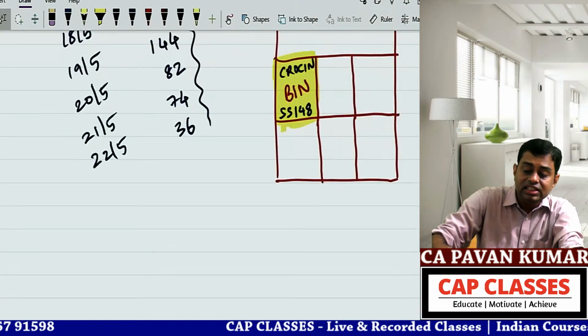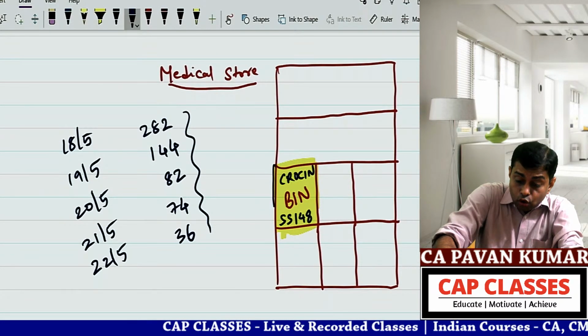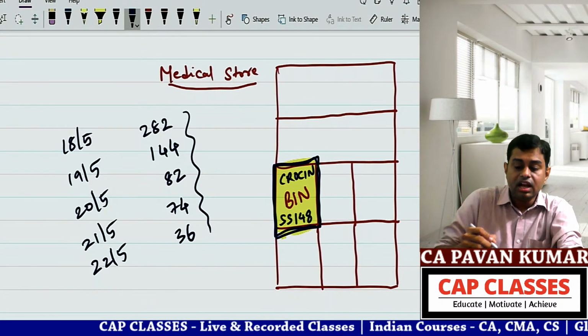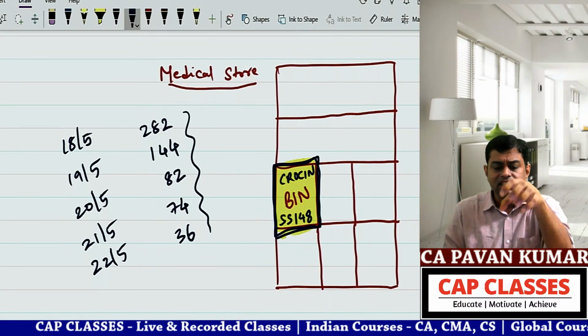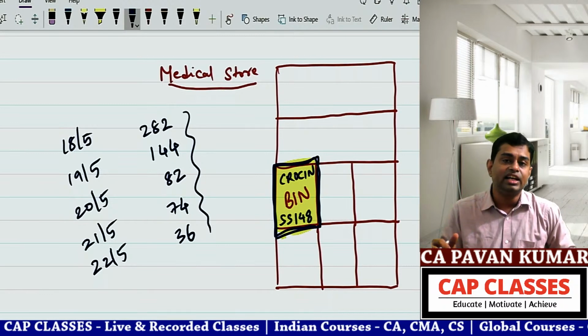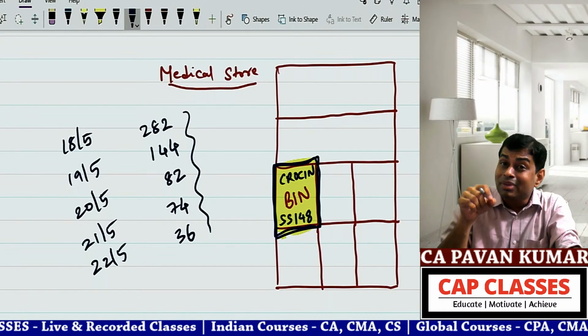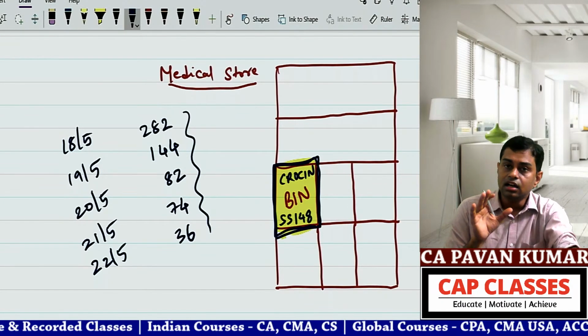Okay. Now in the same medical shop, a person opened this container and identified that there are some medicines, XYZ name medicines, some quantity of medicines inside the bin. But do you think he knows the pricing? He doesn't know the pricing.